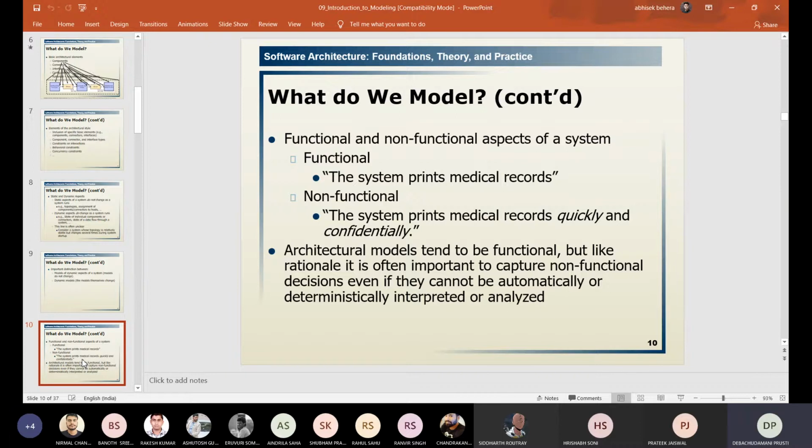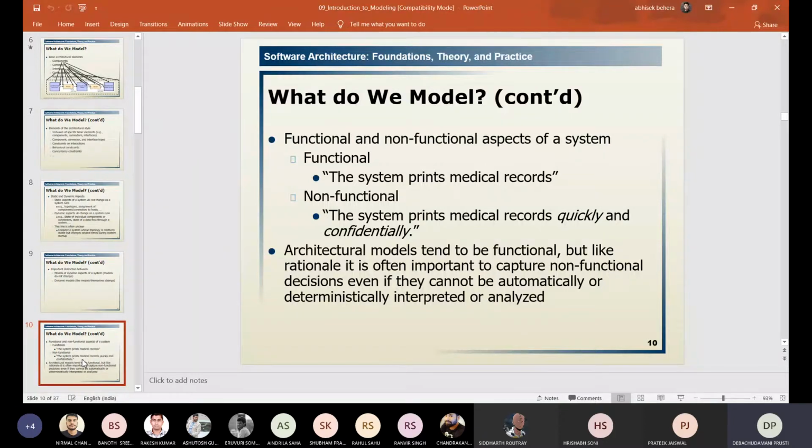Then what do we model? The functional and non-functional aspects of a system. Already we have discussed some NFPs, non-functional properties, like reliability, quality, security, and some other aspects which do not directly affect the model, but are most vital to the architectural design. Which one? The non-functional properties.